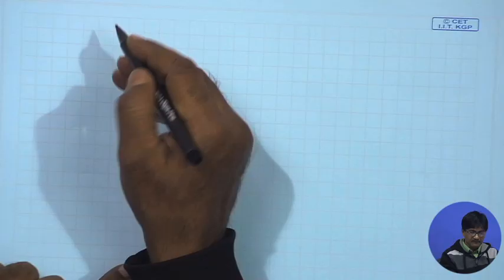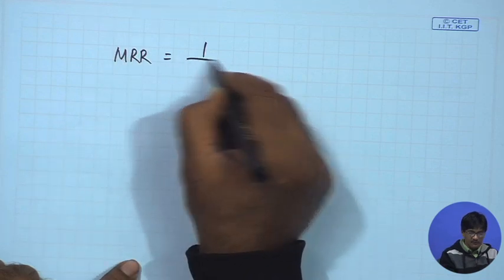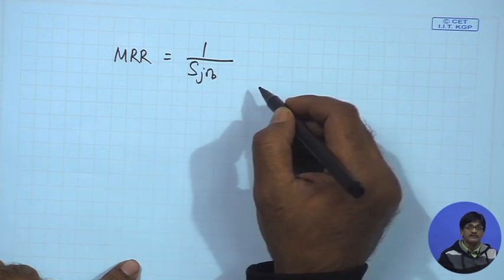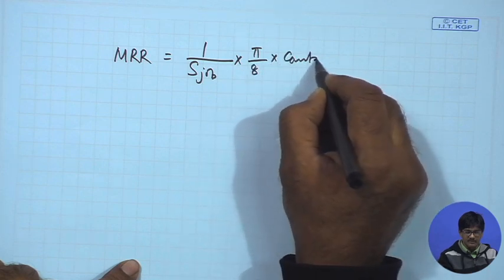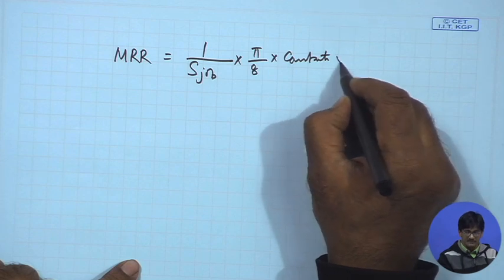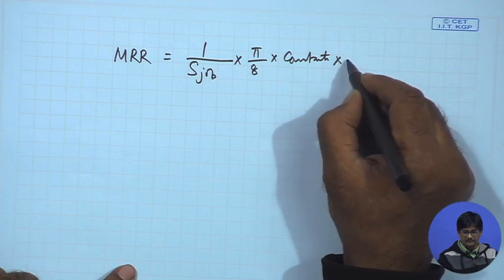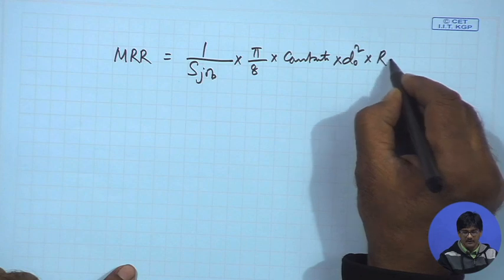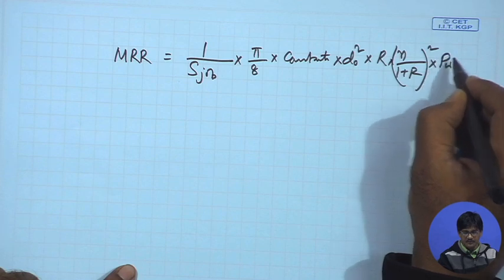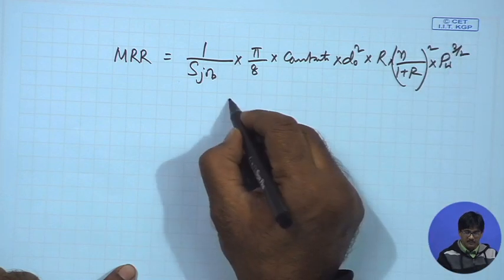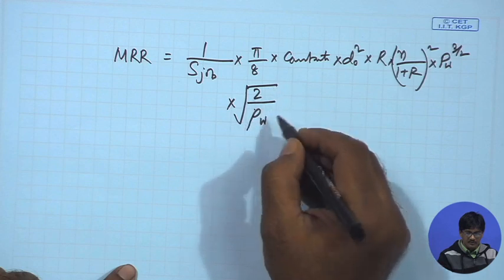So, probably it is because of this. Let us write down the previous expression that we had derived: MRR equal to 1 by specific energy of the job material, into, if I remember correctly, pi by 8 and all sorts of constants, which I am just putting together like this, and there was d0 square multiplied by r into eta by 1 plus r whole square into p to the power 3 by 2 multiplied by 2 by rho root over, etc.